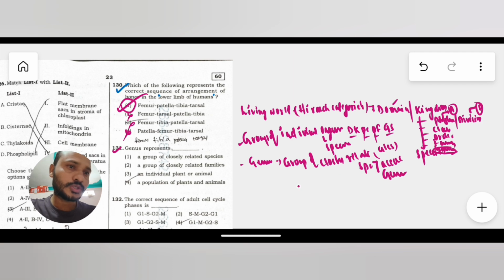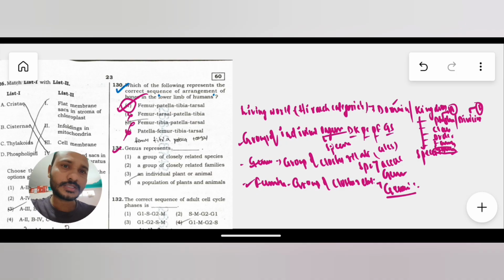And above genus we have family. So what is family? Families are also a group of closely related genera. A group of closely related genera together form a family. A group of closely related species together form a genus. A group of individual organisms that can only interbreed among themselves, such organisms are called a species.